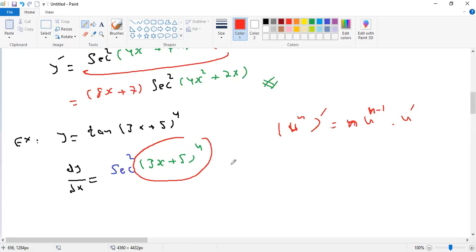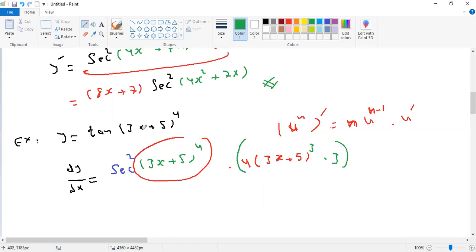So the derivative of this one will be 4, multiplied by 3x plus 5 to the power 4 minus 1, which is 3. So you have u to the power n minus 1, and then the derivative of what? The derivative of 3x plus 5. The derivative of 3x plus 5 is 3. So multiply by 3. Now this represents the derivative of the angle.